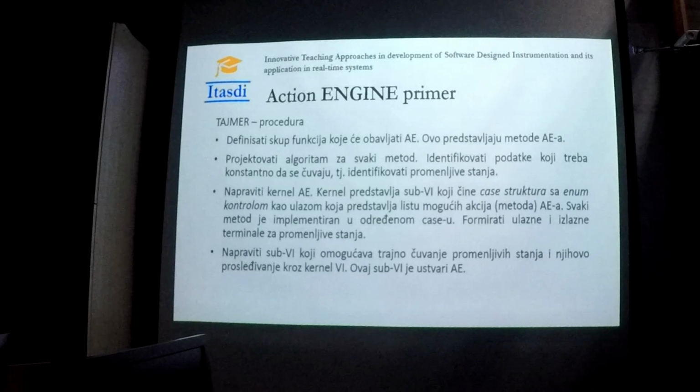Of course, we have to identify the state variables, so what has to be stored for the next iteration. From one iteration to the other, it's really important to identify state variables in the right way. Then we have to make the kernel, and the kernel, as it is said here, represents a sub-VI with a case structure and an enum control at the input of the case structure, and that enum control consists of all the actions that are needed for the Action Engine.